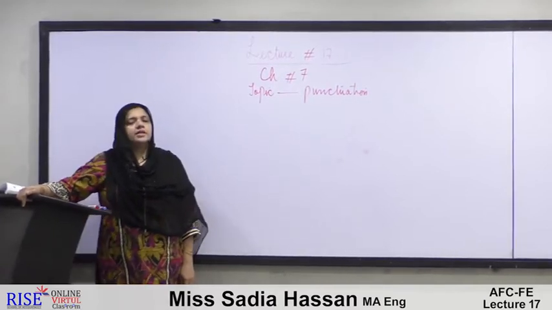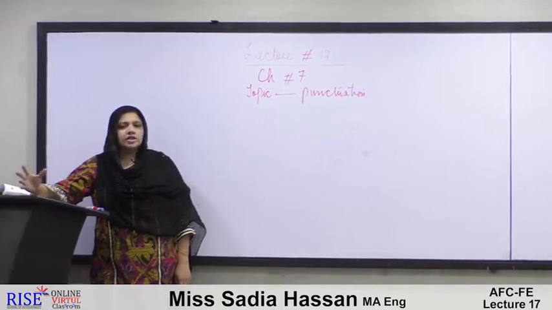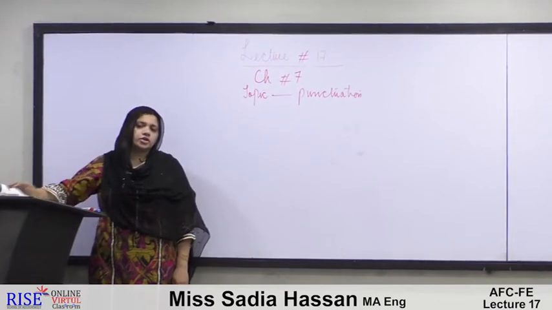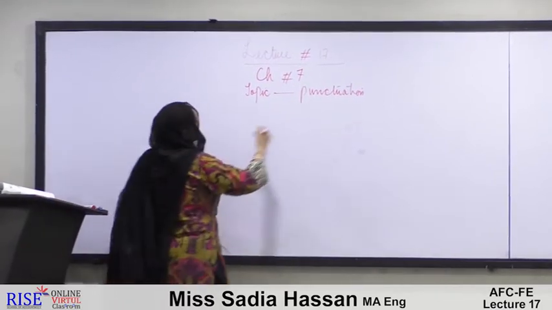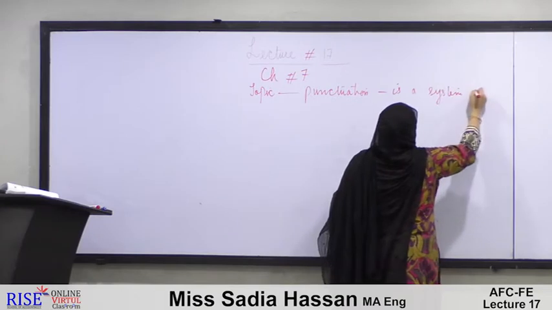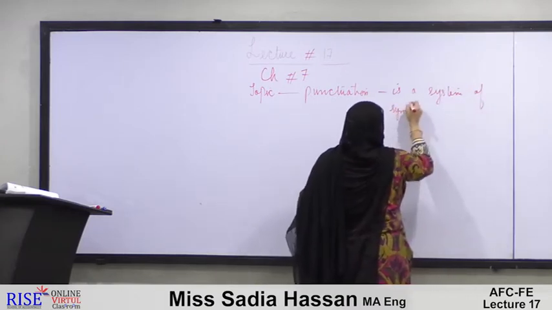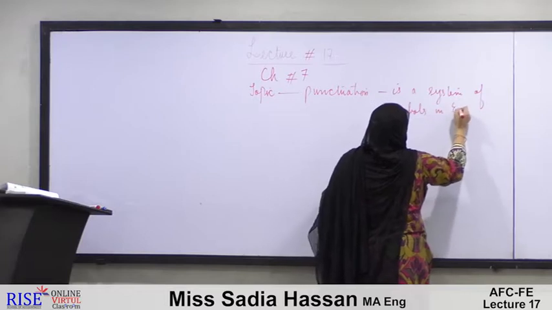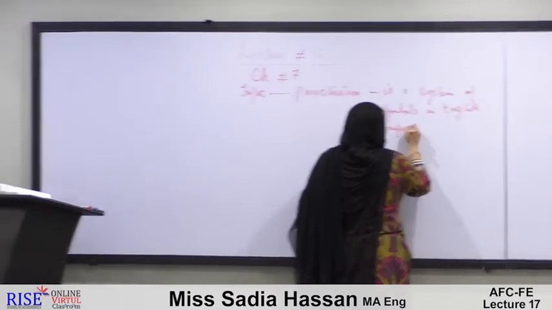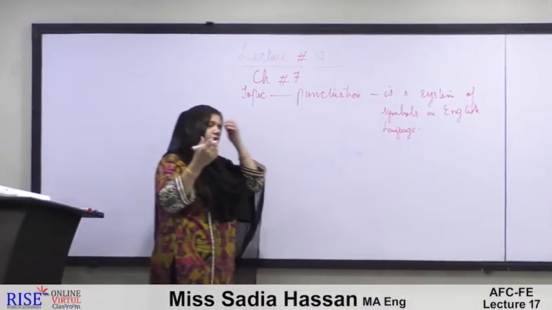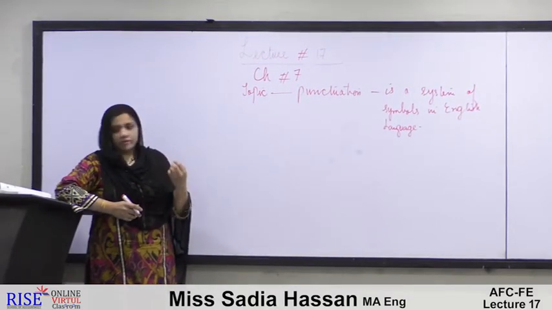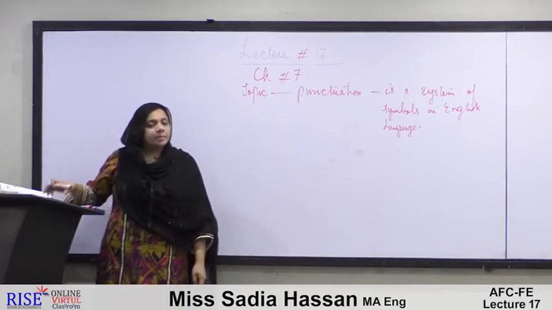This is from chapter number 7 and the topic is punctuation. Punctuation is a very important and helpful topic in our English grammar. What do we actually mean by punctuation? Punctuation is a system of symbols in English language. There are different symbols which are used in English language. Some are used at the end of sentences. All of them have separate purposes.